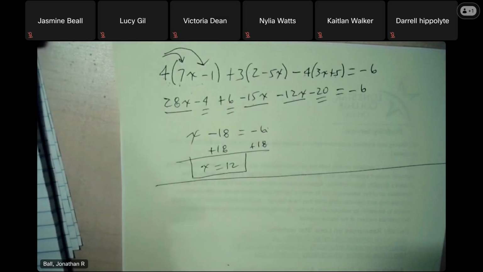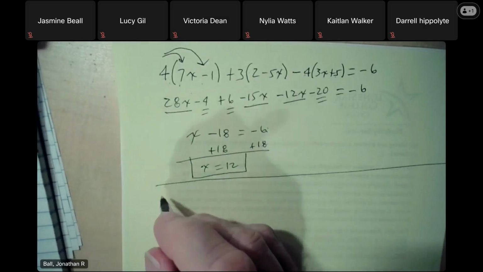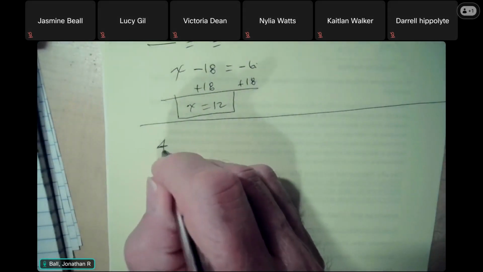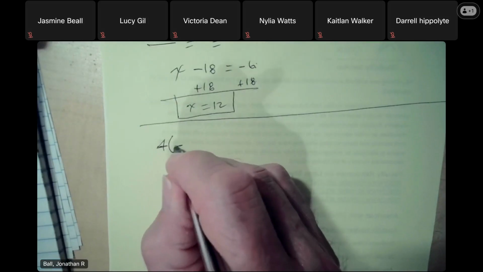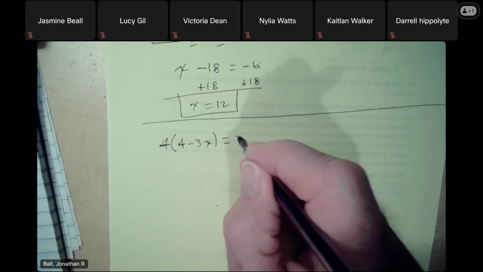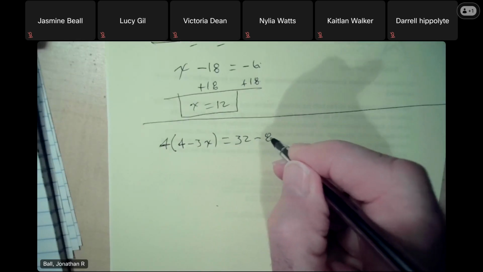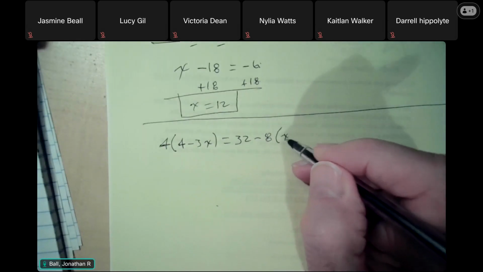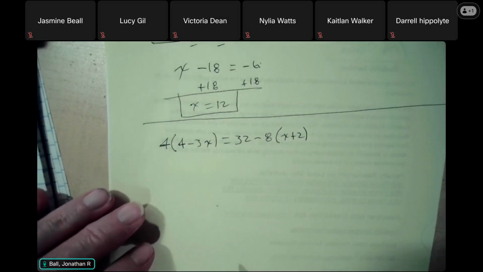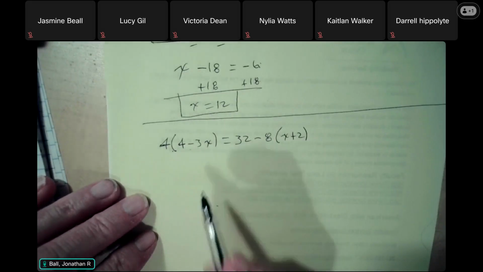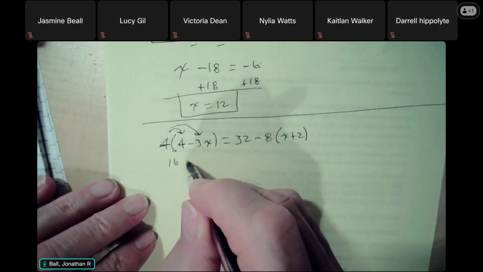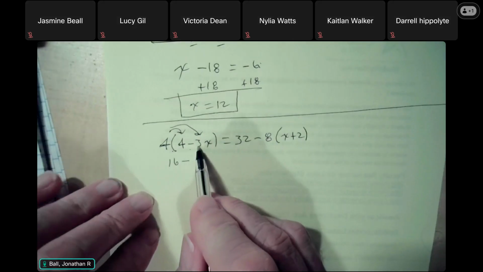Okay, this is actually the same problem, just shorter. 4 open, 4 minus 3x closed, equals 32 minus 8 open, x plus 2 closed. Okay, again, what can you do here? We do distributive property. Multiply 4 times everything inside. 16 minus 12x, since a positive times a negative is a negative, equals 32.